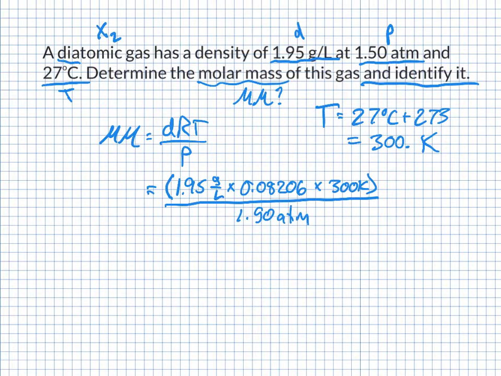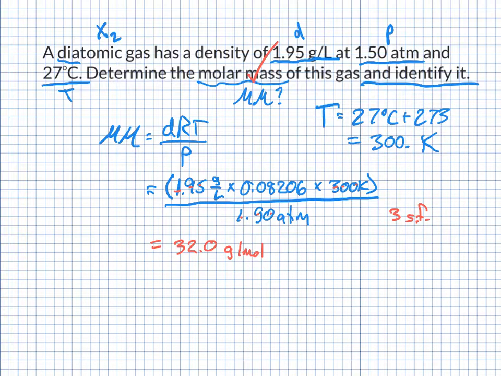I'm looking at all of this. I've got 1, 2, 3, 1, 2, 3, 1, 2, 3. So I'm going to have 3 sig figs. So if I calculate all of that, I'm going to come up with 32.0 grams per mole, because remember, grams per mole is the correct unit for molar mass. So I've done the first part. I got the molar mass of my gas, but now it's asked me to identify it.